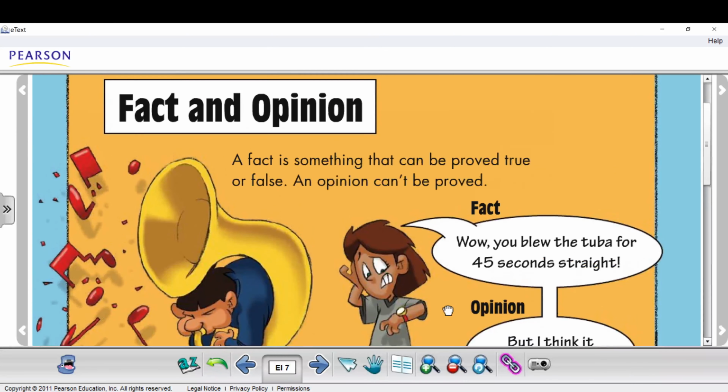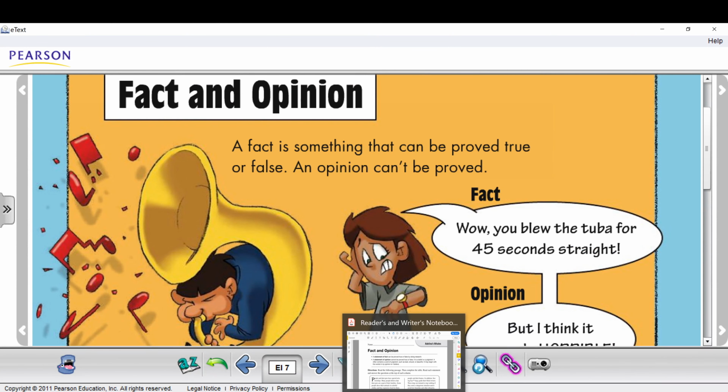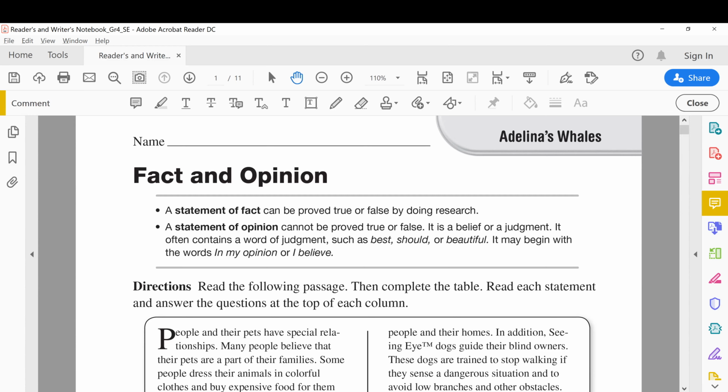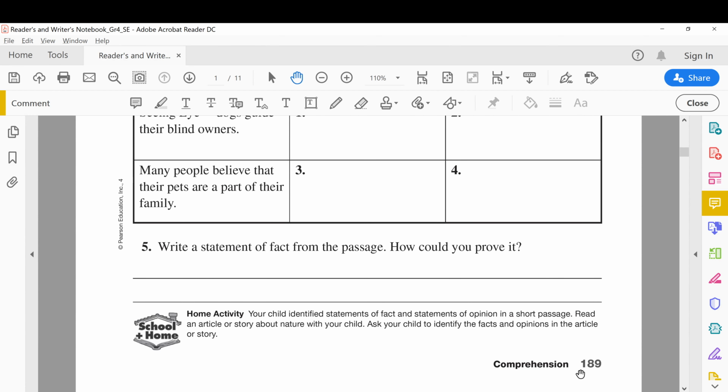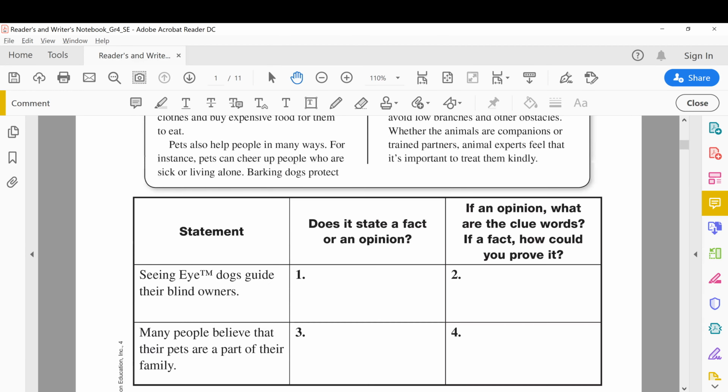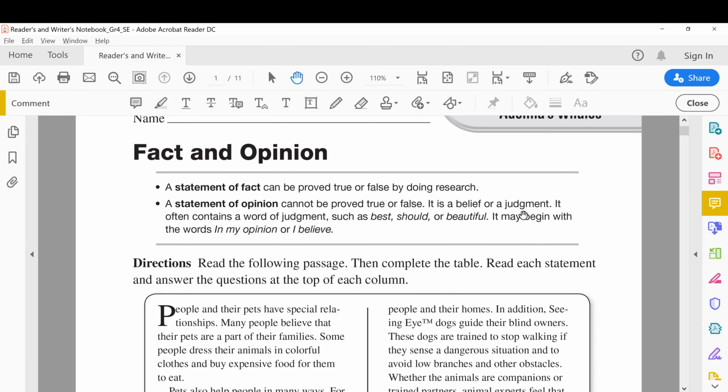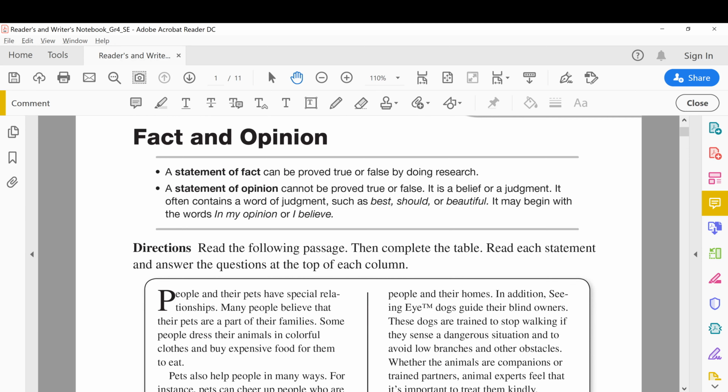All right. Let's go to a more practical example on your notebook. Let's see which page is this. This is page 189. It's comprehension. Okay, fact and opinion. A statement of fact can be proved. This is the key word. We can prove it, true or false. How? One of the tools is doing research. When we do research, we can prove it.